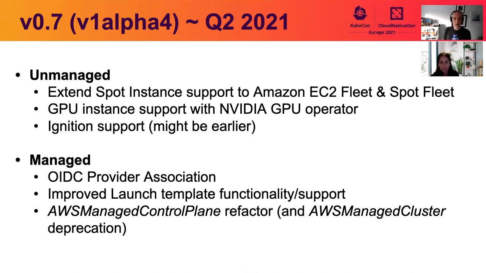On the managed side, we're focusing on three main areas. The first area is to implement the OIDC provider association. This feature was recently introduced into EKS, so we're implementing that so that we get to the point of having feature parity with EKS. We're looking at changing the way that we handle launch templates within the managed side. Currently, we generate a default launch template, but we don't actually allow you to configure all of the options within the launch template. So this will be coming along.